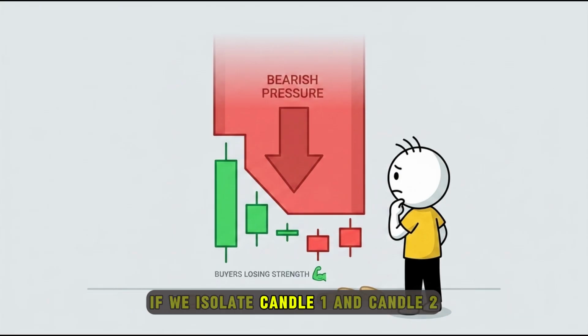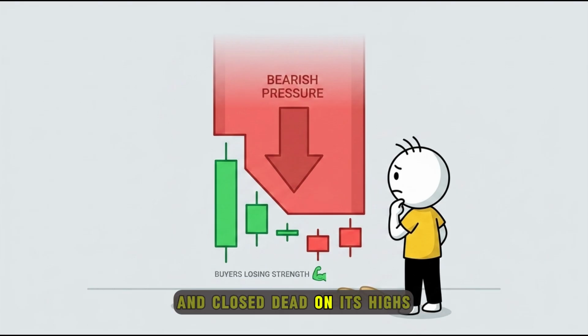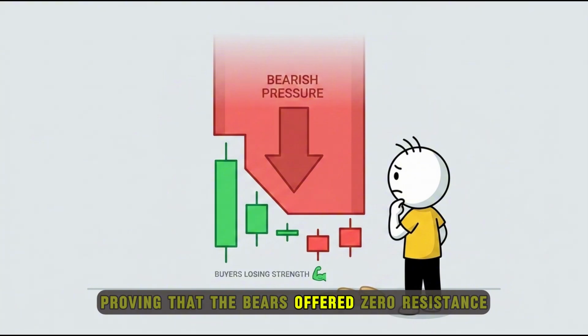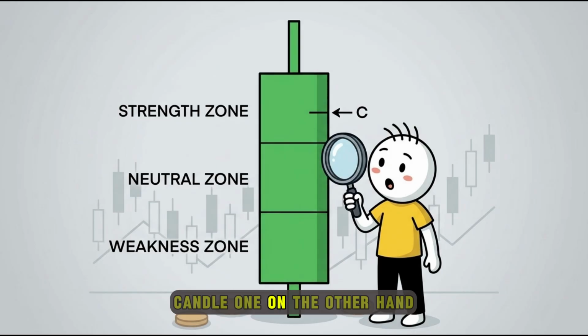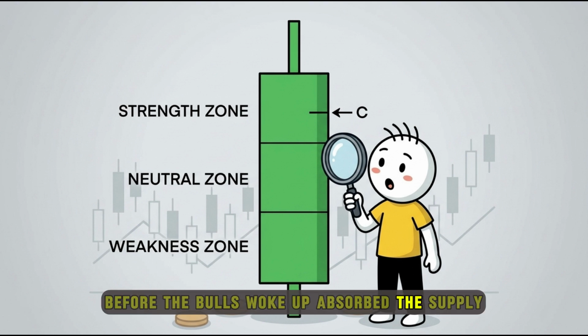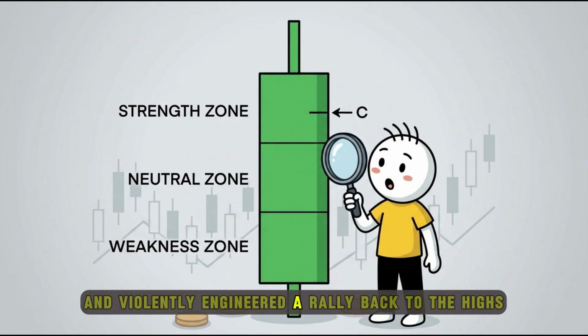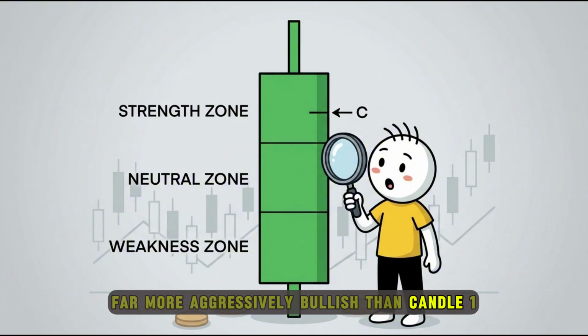If we isolate Candle 1 and Candle 2, we see a fascinating story. Candle 2 opened at the absolute floor of its range and closed dead on its highs, proving that the bears offered zero resistance. The bulls completely dominated the court. Candle 1, on the other hand, tells us that after the open, the bears actually seized control first, driving the price deep into the lows before the bulls woke up, absorbed the supply, and violently engineered a rally back to the highs. Both are high close candles, but Candle 2 is structurally far more aggressively bullish than Candle 1.